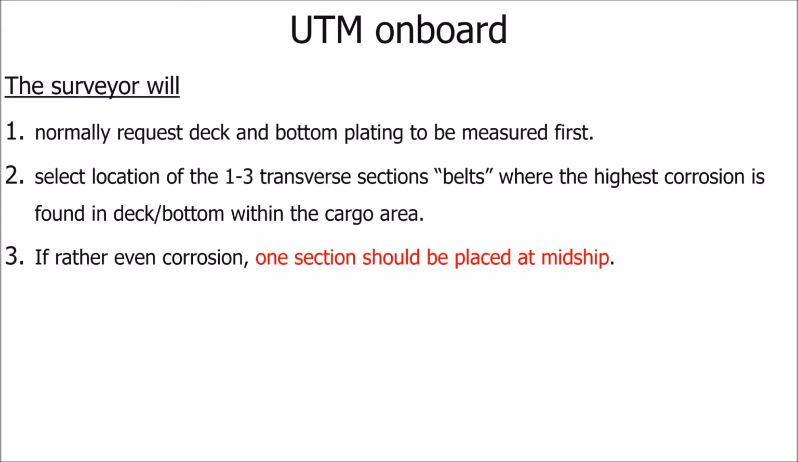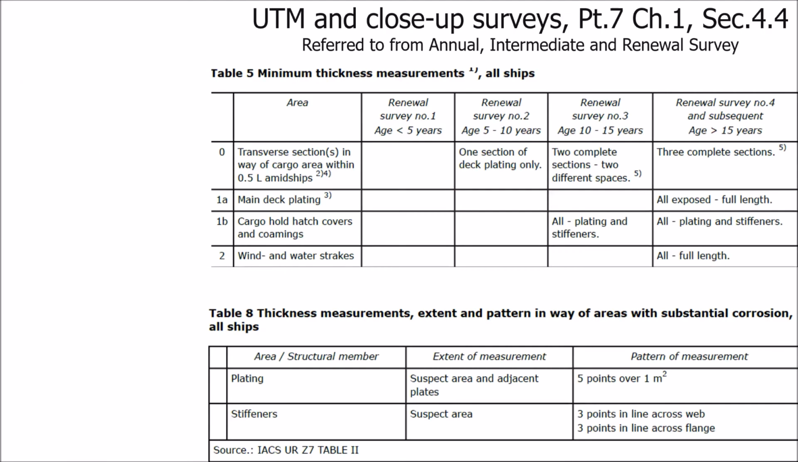Regarding this UTM and close-up surveys, I'm going to go into this a little. It looks completely horrible. You see these tables and a lot of stuff here, but you can actually ignore most of this, right? Our ship is just one age, between 10 and 15 years. So how to check the transverse sections in way of the cargo area within 0.5 times L, midship.